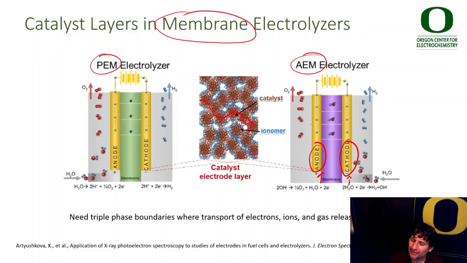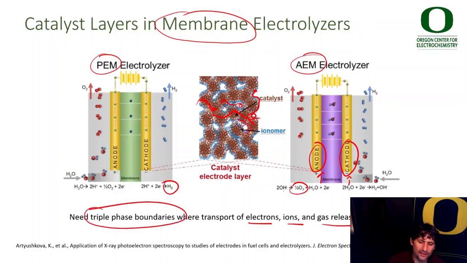Because we don't have any liquid electrolyte. We don't have any KOH or sulfuric acid to move ions around. So the ions have to be moving in these blue channels here, and the electrons have to move in the red channels, and they have to meet to drive the reaction of interest, for example, making oxygen or making hydrogen. And then the product gas has to be able to get its way out. So you have electrons, ions, and gas release at interfaces, and we call these triple phase boundaries because you have electrolyte phase, solid phase, and gas phase.